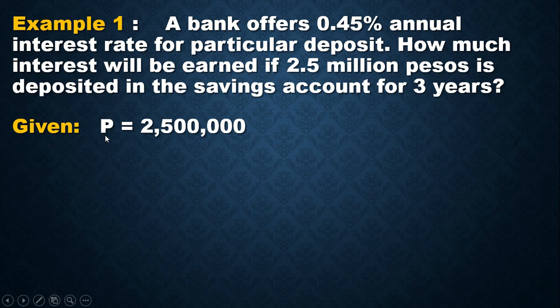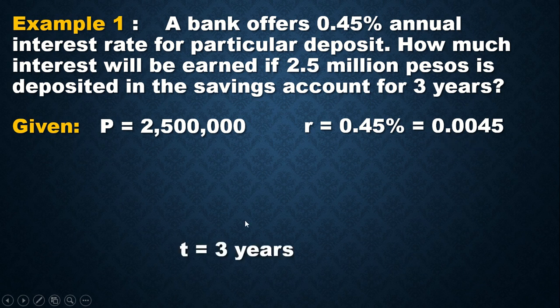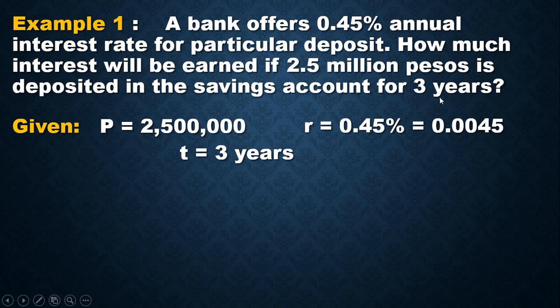Given, P or the principal amount invested is equal to 2,500,000 or 2.5 million. The rate is equal to 0.45%. Lagi po natin i-divide ang percent na ito sa 100. So, dinivide po natin yung 0.45% sa 100. So, that is equal to 0.0045. Term natin ay 3 years. So, we have to find for the simple interest.